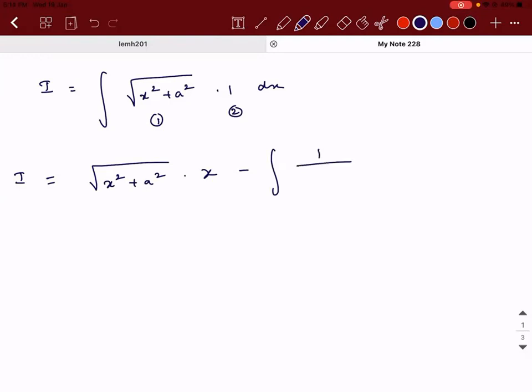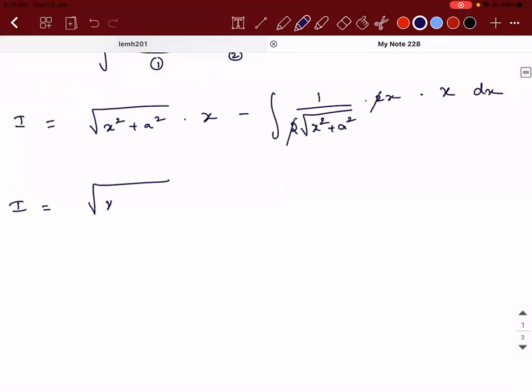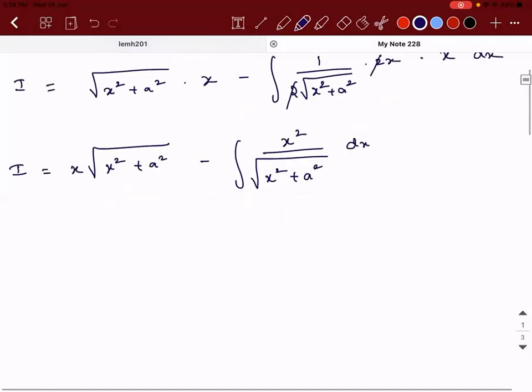Yeah, that's right. What is the derivative of the first function? 1 by 2 root of x square plus a square into 2x. Into the integral of 1 dx, which is going to be x, and you have a dx. So 2 and 2 will get cancelled. I will be equal to root of x square plus a square, the whole thing multiplied with x, minus integral of x square divided by root of x square plus a square dx. Correct? Now what are we supposed to do? I'll say one step. X square is already there. So what am I supposed to do to match the denominator?